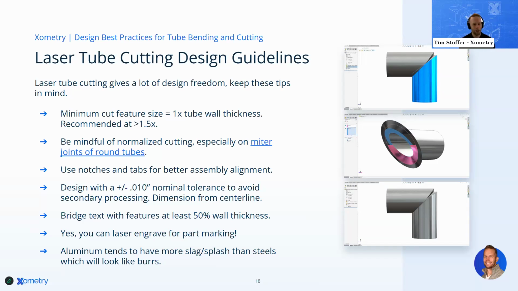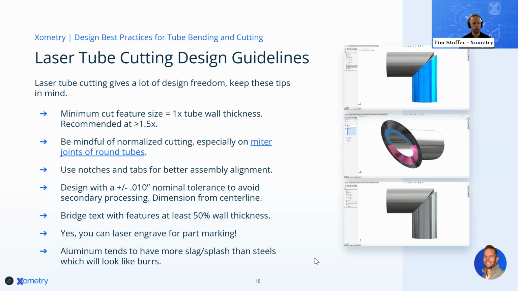Those bridges, you want to make sure that you maintain at a minimum 50% of your wall thickness, just to keep it structural, keep it sound as it's going through the process and ultimately getting to you as the end customer. Let's see here. I mentioned laser engraving as well. So laser engraving is a great way for part numbering, right? Or adding instructions on the tube, or just maybe even just some swag or branding, right? It's just a really cool option that these laser cutters can cut through the tube, but they can also engrave the tube as well.